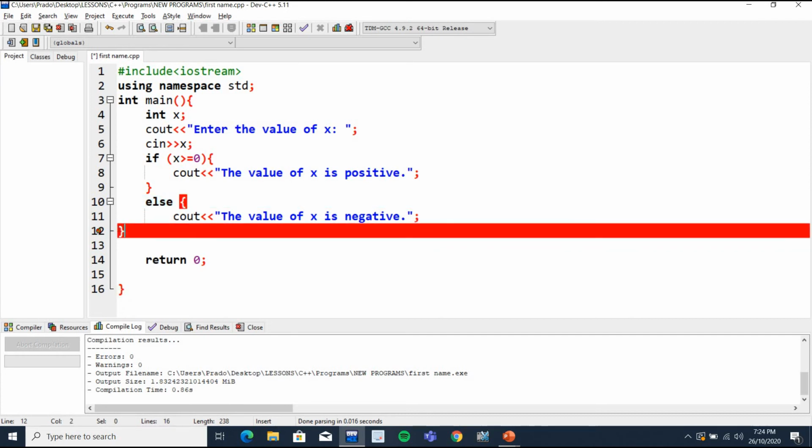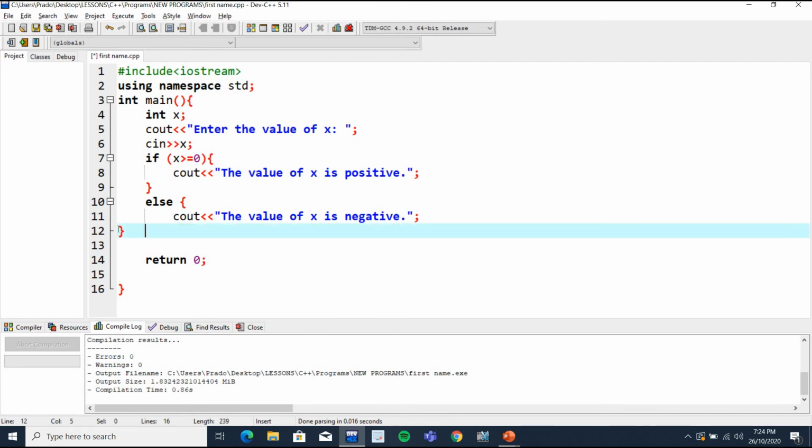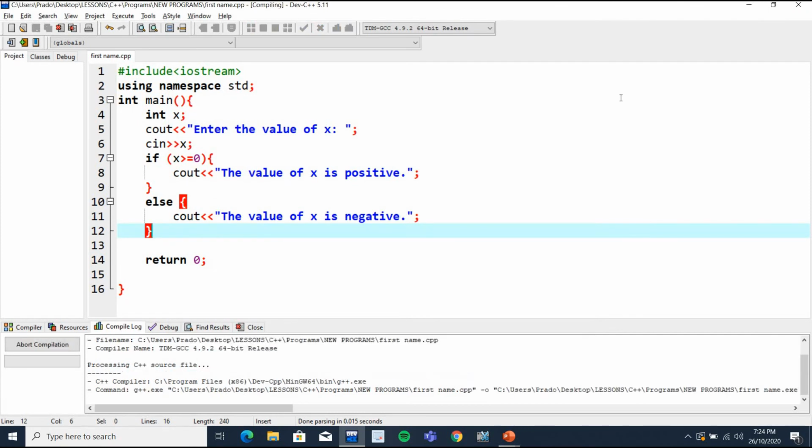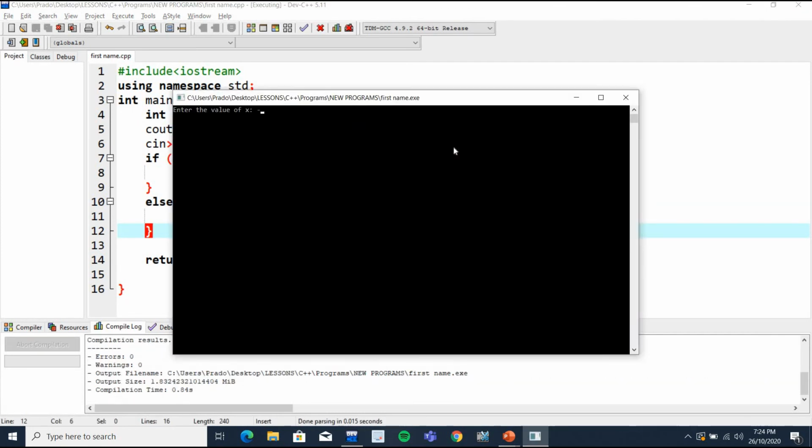Ayan. Pantay natin. Ayan. So, we will run the program. Enter the value of x. So, for example, positive muna. So, 8. The value of x is positive. Isa pa. Paano naman kung negative? So, kailangan may lalabas dyan na the value of x is negative. So, ayan. So, the value of x is negative.